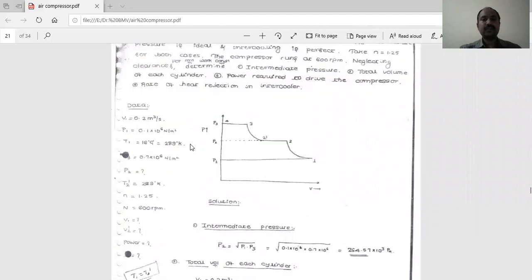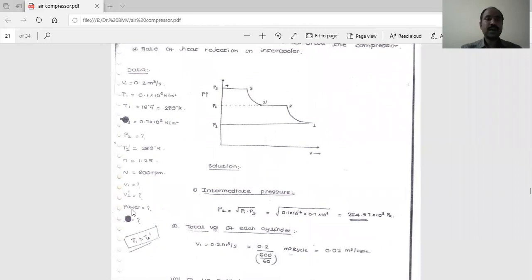Then we know the PV diagram for a two-stage compressor. We have to draw the PV diagram for the two-stage compressor. Then we have to write down the data given in the problem. V1 is equal to 0.2 metre cube per second. P1 is equal to 0.1 into 10 to the power of 6 Newton per metre square. T1 is equal to 289 Kelvin. P3 is equal to 0.7 into 10 to the power of 6 Newton per metre square. The intermediate pressure we have to calculate, that is the value of P2. T2 dash is equal to 289 Kelvin. n is equal to 1.25. Capital N is equal to 600 RPM.